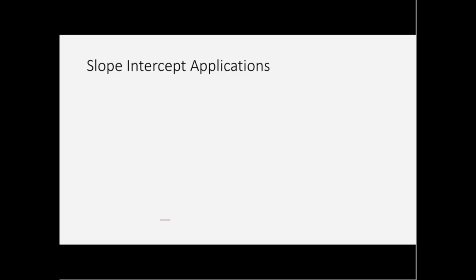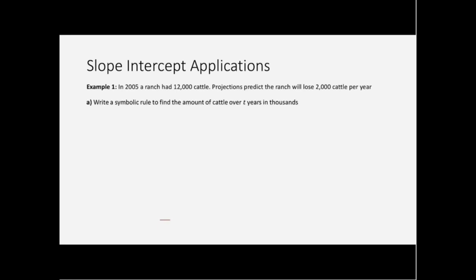Okay, so let's dive right into the slope-intercept application. Let's say we have a question. In 2005, a ranch had 12,000 cattle. Projections predict the ranch will lose 2,000 cattle per year. Write a symbolic rule to find the amount of cattle over T years in thousands. And I want to emphasize that word thousands.